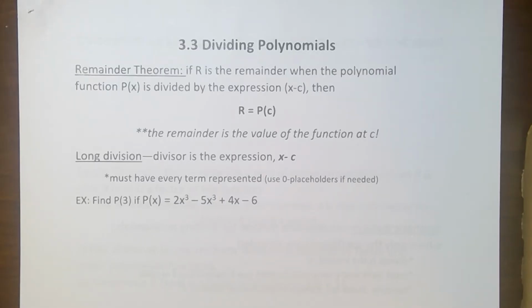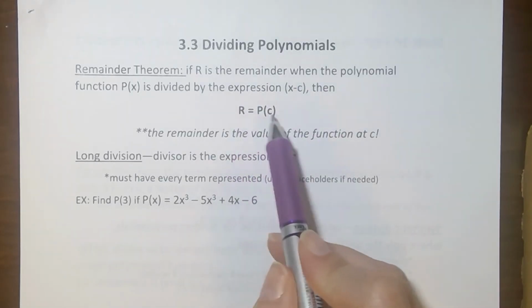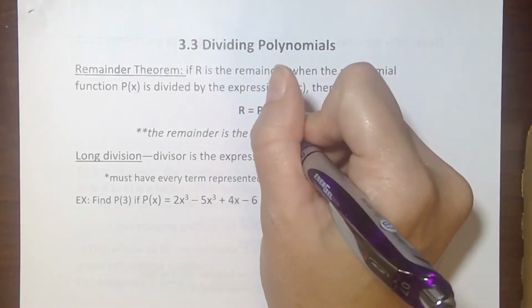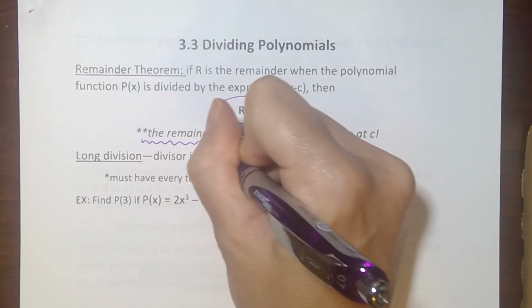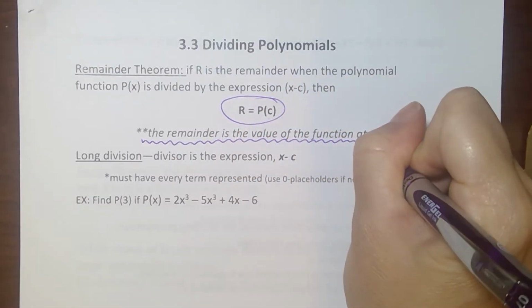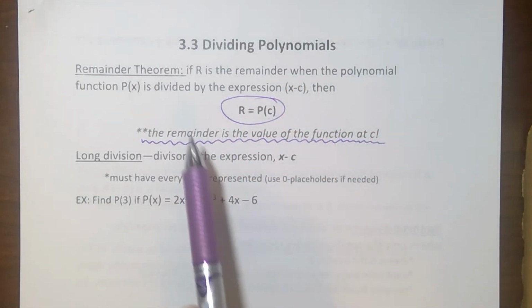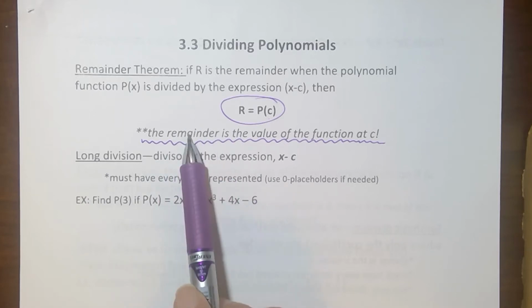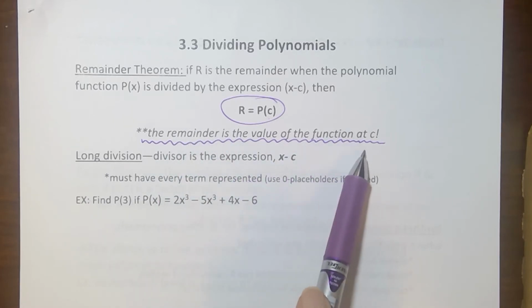First, we have a theorem. The remainder theorem tells us that if r is the remainder when the polynomial function p of x is divided by an expression x minus c, then r is the value of the function at c. So the remainder, again, you don't have to memorize the theorem, just understand what it means. The remainder theorem tells us that when I do division, the remainder is the value of the function at c.